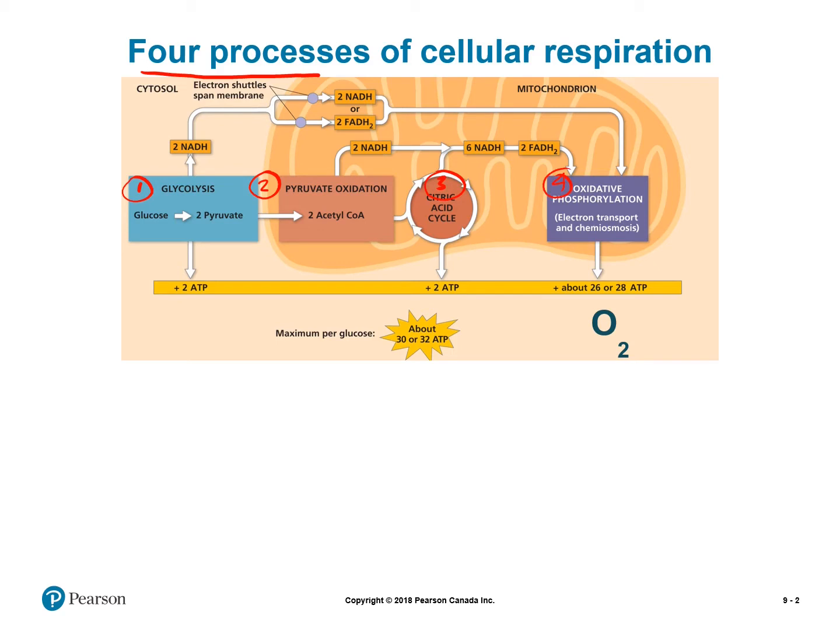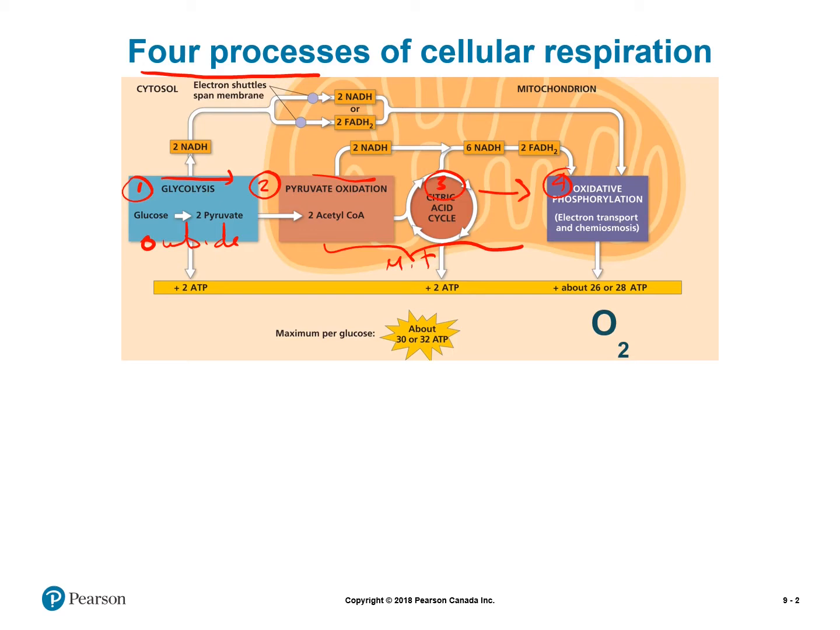I don't want you to remember every single step. You will learn that in biochemistry. However, I want you to remember the order. This one goes first, and then you go to pyruvate oxidation, then the Krebs cycle, and finally you have the electron transport chain. Another thing that I want you to remember is that glycolysis is located outside of the mitochondria, while the other three processes are located in different regions of the mitochondria.